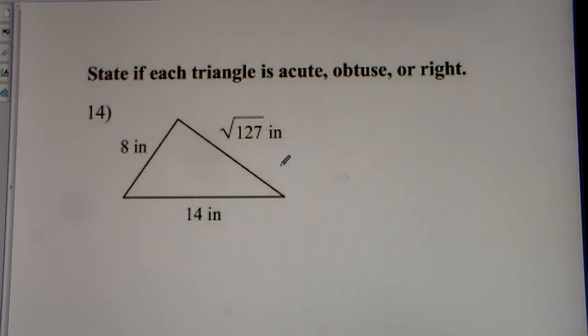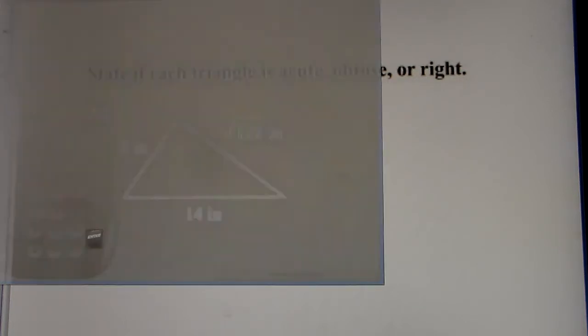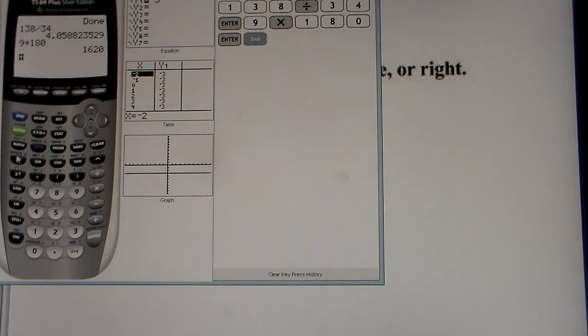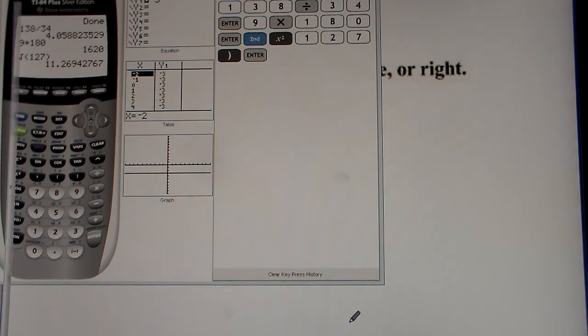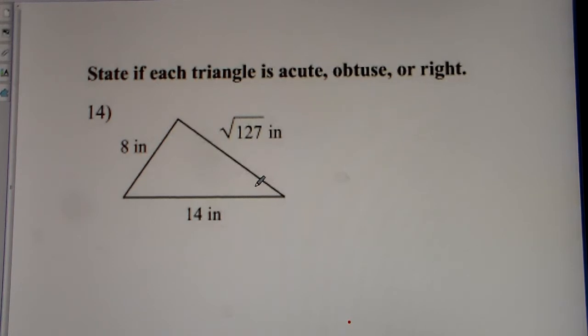Number 14, state if this triangle is acute, obtuse, or right. The way we go about doing this is by figuring out each measure. So the square root of 127, let's find out to see if that's the biggest. The square root of 127 is 11.26, and that's clearly not the biggest one. The biggest one is 14.